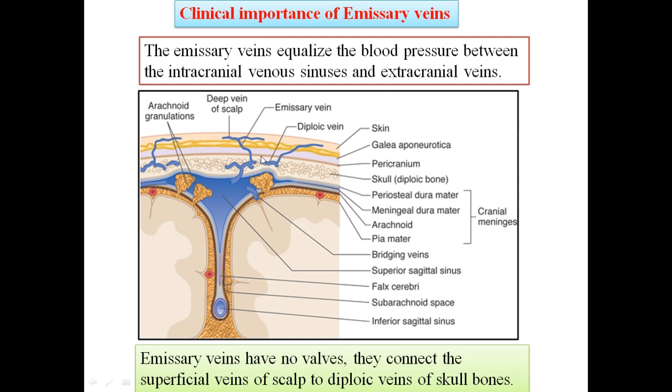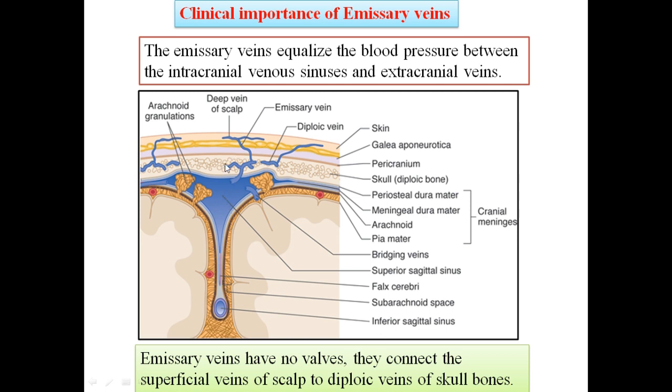And here the emissary vein communicates with the superficial fascia and loose connective tissue. Accumulation of hemorrhage or pus can be transmitted through the emissary vein to the superior sagittal sinus, and from the superior sagittal sinus to the cavernous sinus.